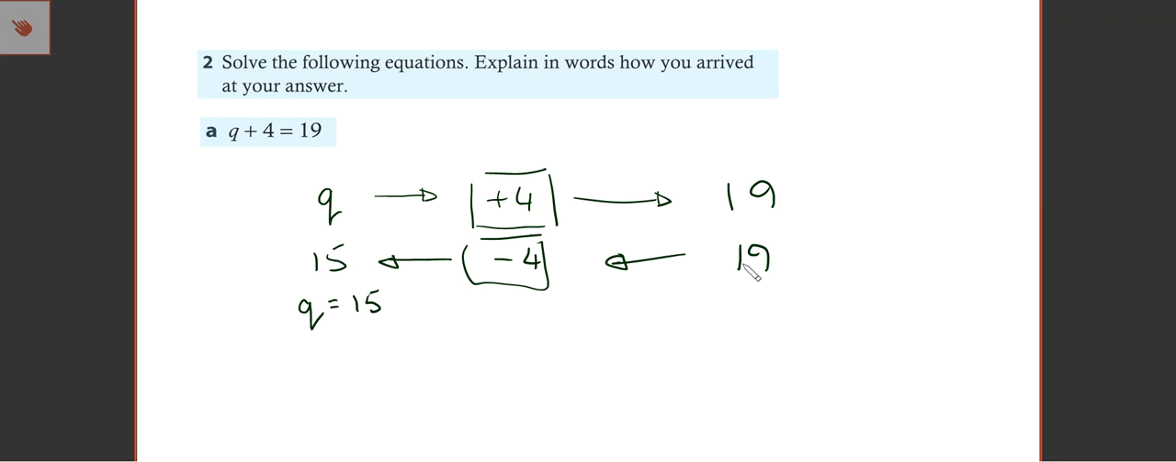Now, just so you can write this down, this is a bit like beginner communication. What we're going to say is, if Q plus 4 equals 19, then if we subtract the 4 from both sides, we are left with Q equals 15. So that says the same thing, but in an easy way. So in your homework, basically, solving means find what the input was to give this output. All right?